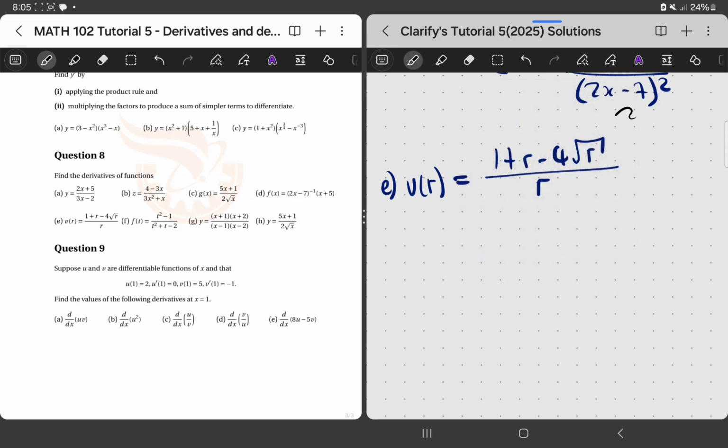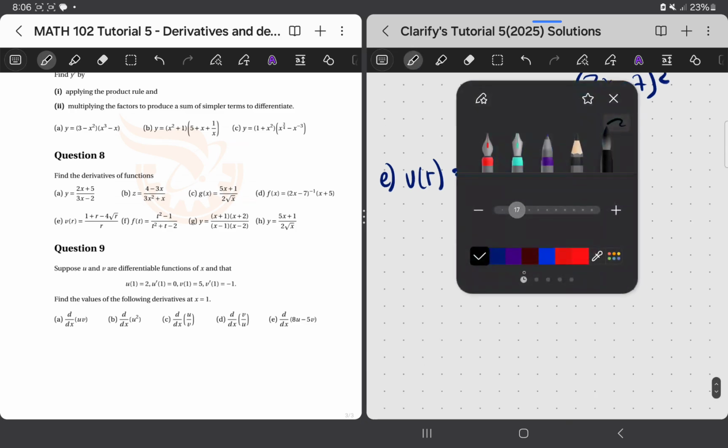So first of all, we know that for us to differentiate, we should never have roots. So this is going to be equal to 1 plus R minus 4 R to the power of half all over R. Never try to cancel R like this. It's impossible. It's illegal. You have to factor out an R at the top for you to do that, which we can't in this case because 1 doesn't have an R and there's an R to the power of half, which is not an R. Either way, let's go for it.